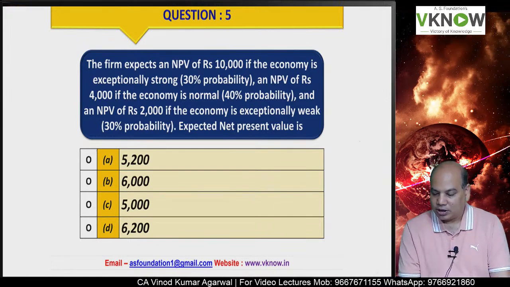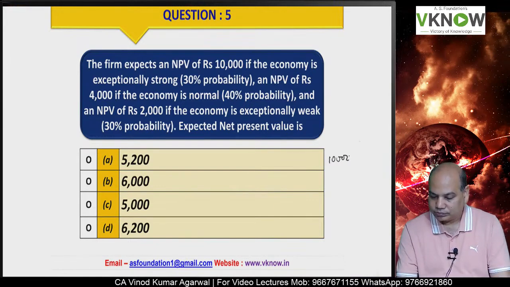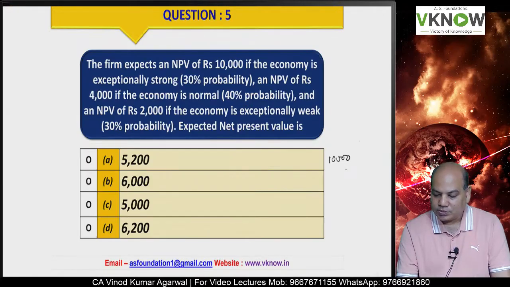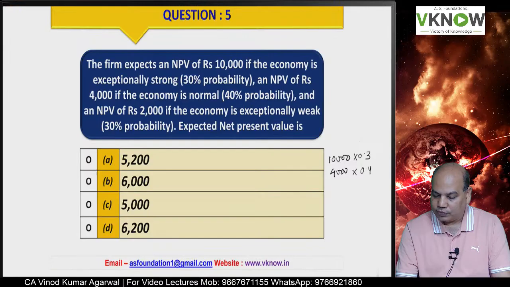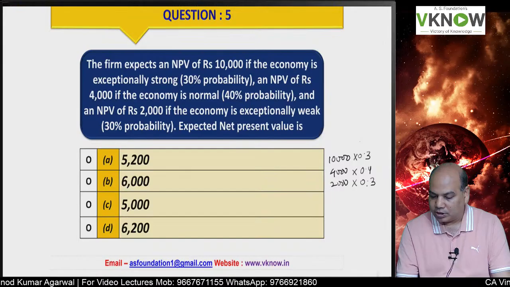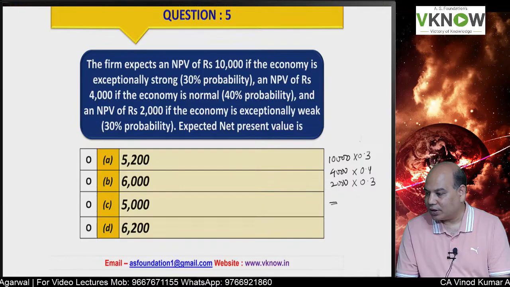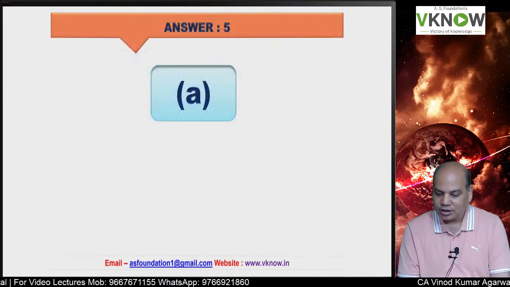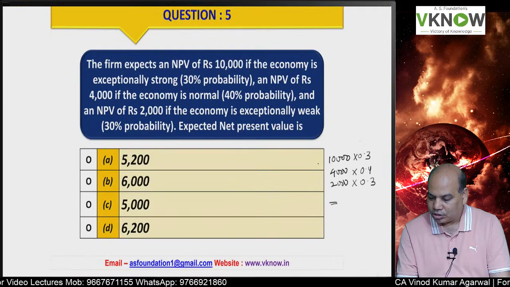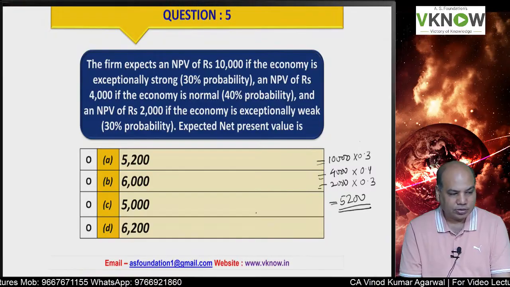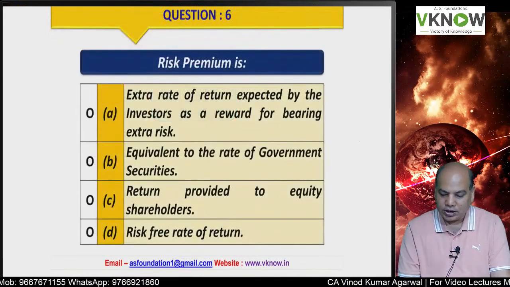The firm is expecting an NPV of 10,000 if the economy is exceptionally strong with 0.3 probability, NPV of 4,000 if the economy is normal with 0.4 probability, and NPV of 2,000 if it is weak with 0.3 probability. What is the expected NPV? Quickly reply. The student is saying 5A. 5A is the right answer. If you multiply all these numbers and take the total, it will come to 5,200. So 5,200 is the right answer.